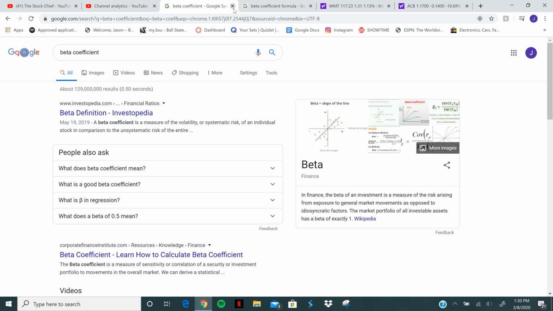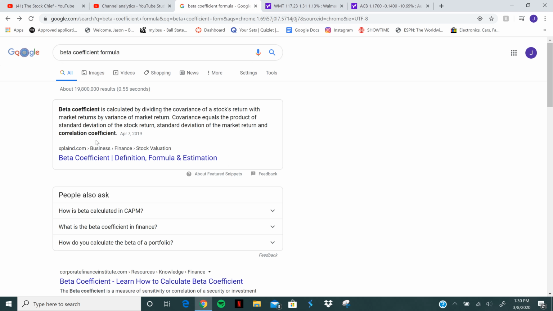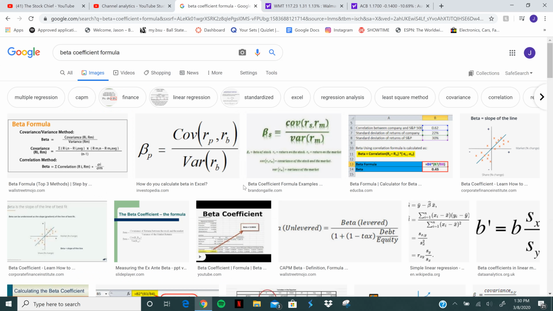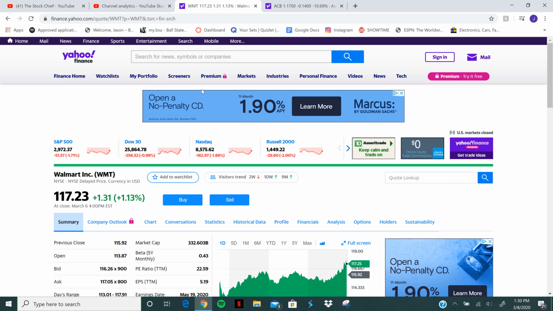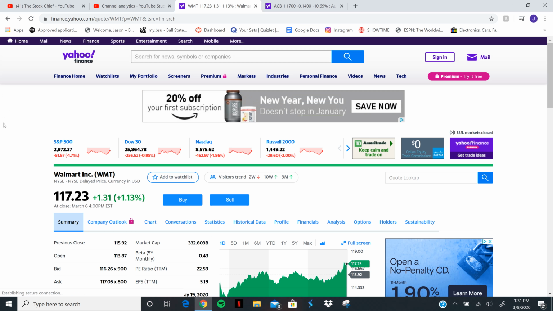So let's close out of this. There's a formula for it. As you guys see, beta coefficient is calculated by dividing the covariance of a stock's return, et cetera. We're not going to really get into that because this is not a finance class. That seems too in-depth. So the first stock we're actually going to take a look at is one that is very low in beta coefficient. Keep in mind the average coefficient of the stock market is 1.